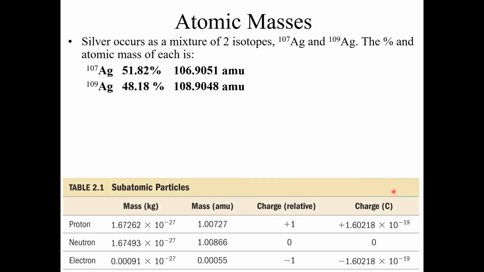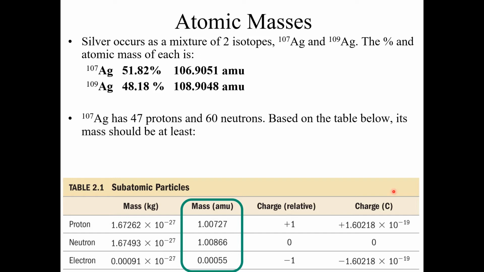Now, you might remember a table like this one that shows us the actual mass of each one of the subatomic particles. And you can see here that the proton and the neutron are roughly about 1 AMU, but they differ a little bit. The neutron is slightly heavier. So the question is the following.